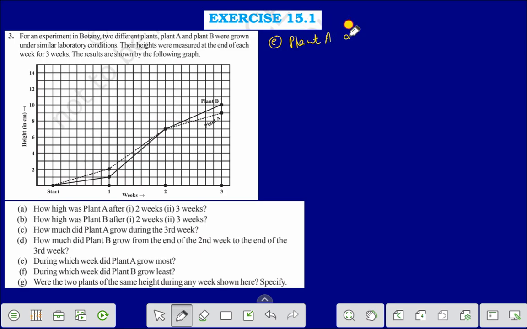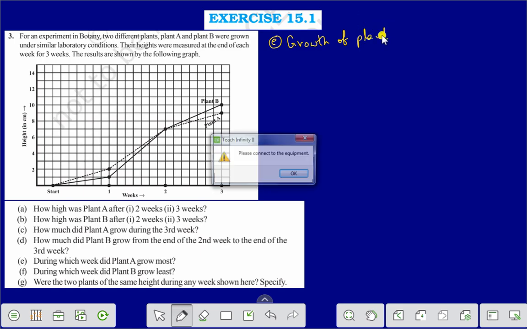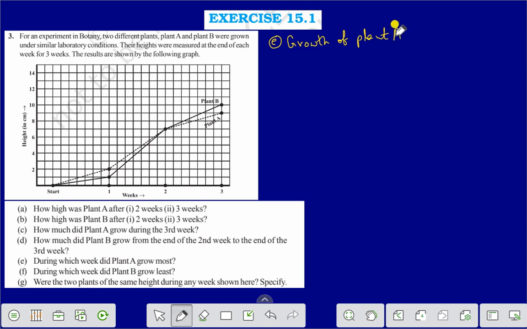Plant A grows in, growth of plant A, or we can write here as growth of plant A in first week. Growth of plant A during first week.